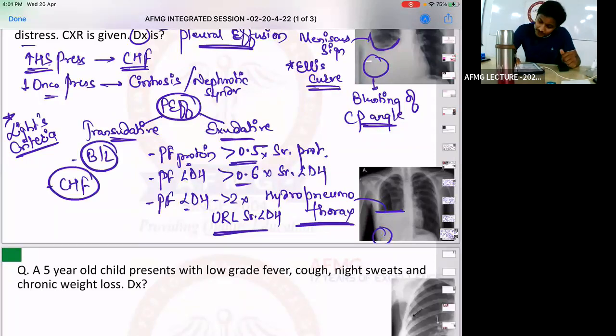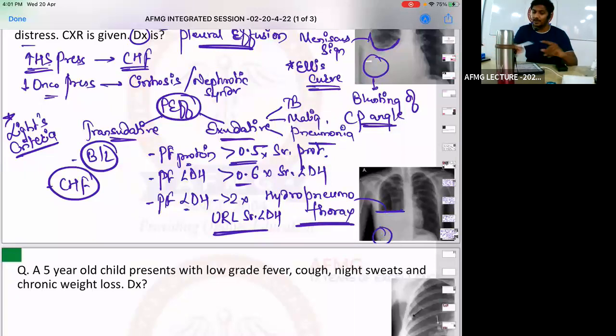But the most common causes of exudative pleural effusion are infections like TB, second is malignancy, and third is pneumonia. No issues with this, I hope. Infections, malignancy, inflammation, all lead to exudative. Only CHF is transudative. Cirrhosis is also transudative, and nephrotic syndrome is also usually transudative.